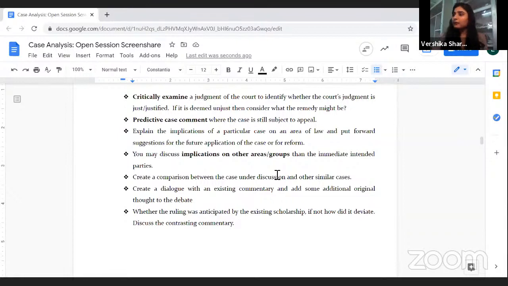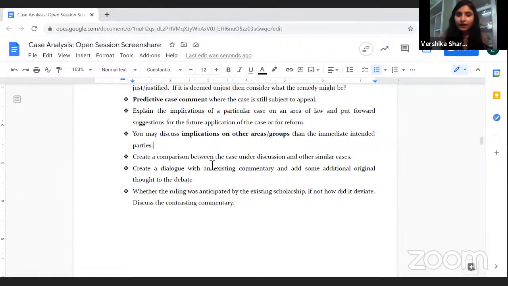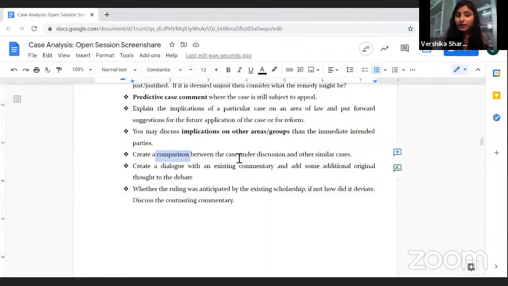So not just that, maybe on any other marginalized section, because eventually it is saying that the dignity of these people or the basic fundamental rights of any individual are to be protected in whatever manner that you can, right? You can create a comparison between any case under discussion and other similar cases from India or from any foreign case law, because in 2020, this judgment itself discusses a very similar case that came up in the US.